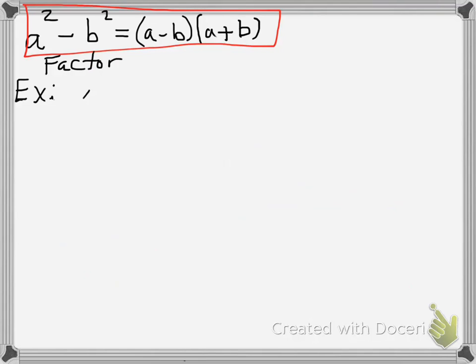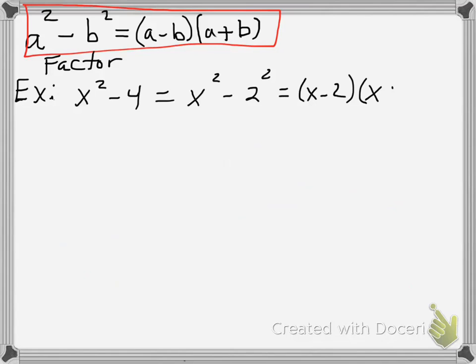And our instructions here for some examples is to factor, and I'm going to factor x squared minus 4. So I see two terms. X squared is a perfect square. 4 is a perfect square because it's 2 squared. So we have x squared minus 2 squared, and that's going to factor into x minus 2, x plus 2.